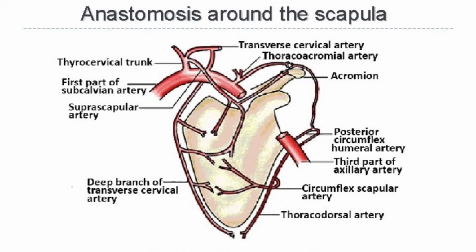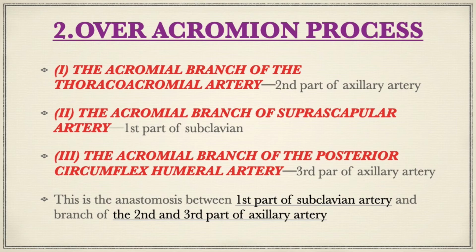So moving into the next part, what is that? The anastomosis around the acromion process. So in the acromion process, we will get the second part of the axillary artery, the first part of the subclavian artery, and the third part of the axillary artery. So first is the acromial branch of the thoracoacromial artery, the acromial branch of the suprascapular artery, and the acromial branch of the posterior circumflex humeral artery.